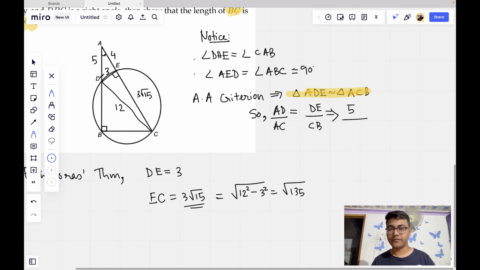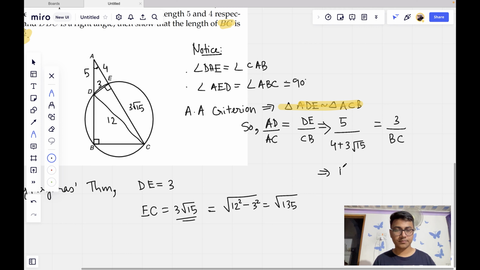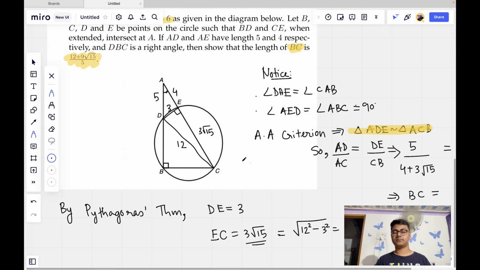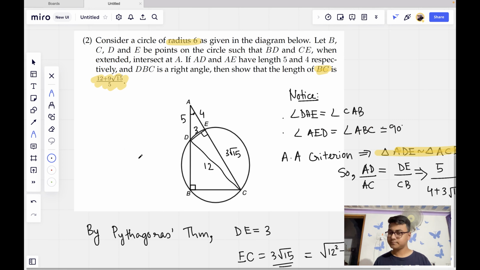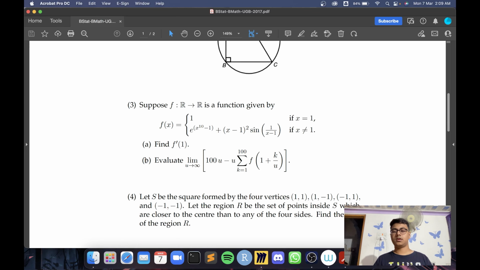now AD is equal to 5, so I put the value 5. AC is 4 plus 3 root 15. This is equal to DE. What is DE? It's 3. And CB, that is what the question wants us to find, or in fact prove. Now you simplify this and you get BC is equal to, just cross multiply, 3 4s are 12, 3 3s are 9 root 15 over 5, and we are done. It's a very simple question, just Pythagoras theorem and similarity. So we are done with the second question also. We move on to the third question.